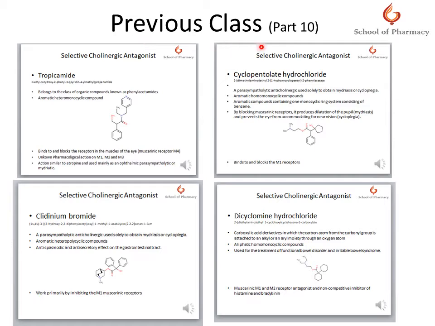In the previous class, part 10, we discussed some of the selective synthetic cholinergic antagonists like propicamide, cyclopentolate, clidinium, and dicyclomine. We also discussed the dicyclomine synthesis. These are the selective antagonists of the cholinergic system.